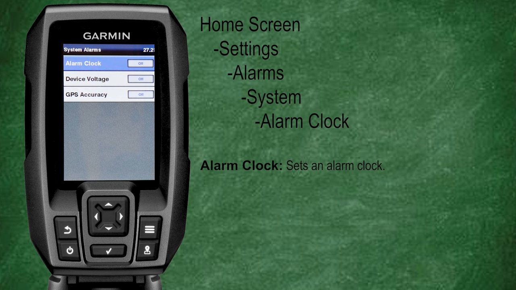Back to our record modes again, we can also select wrap. This will continuously record a track, and as the memory fills, the oldest data will automatically be replaced by the newest data. Now let's look at how to adjust the track recording interval.